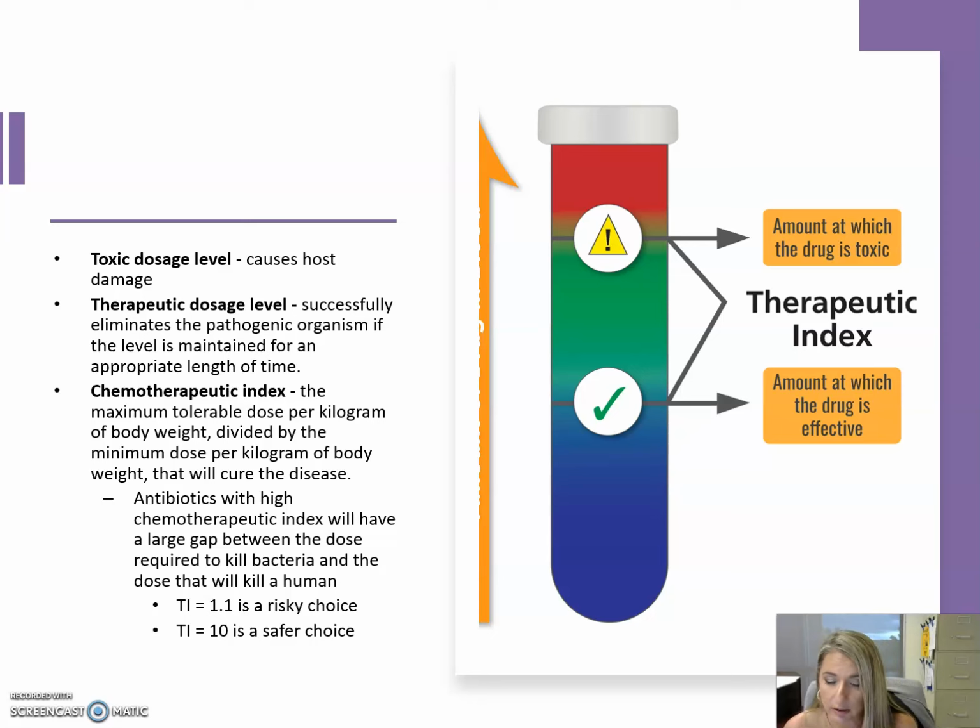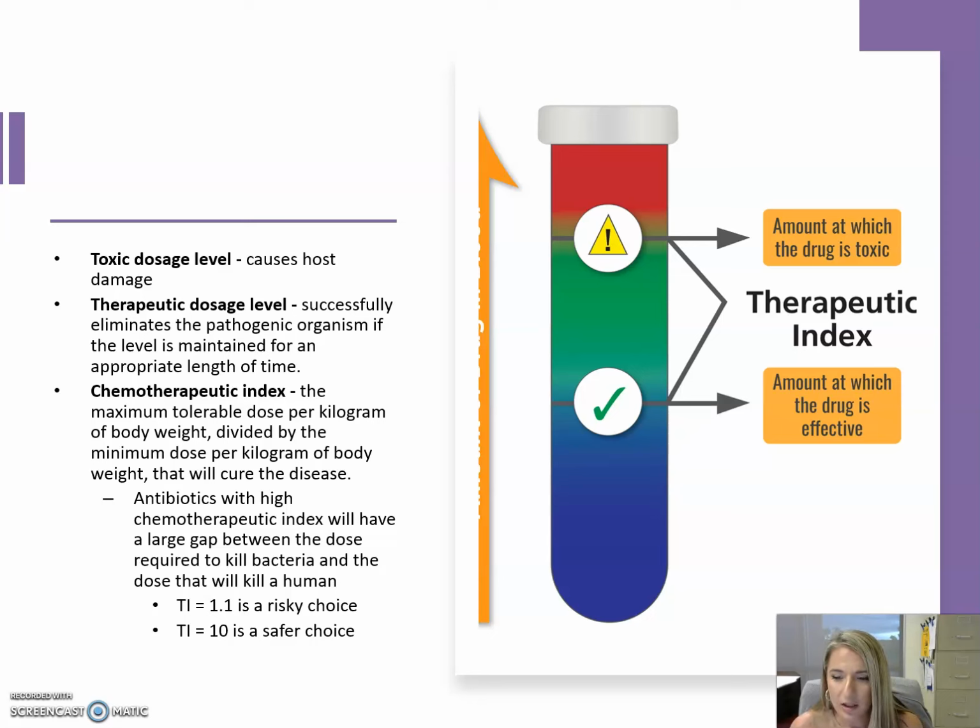What is ideal, and what is typically what you get prescribed, is the therapeutic dosage level. The therapeutic dosage level is the level that is going to successfully eliminate the pathogen if maintained over a period of time. So this is what we figure out when we do that minimum inhibitory concentration. That gives us the therapeutic dosage level so that we can prescribe, and that's going to get rid of the infection without causing any potentially harmful side effects to the host.